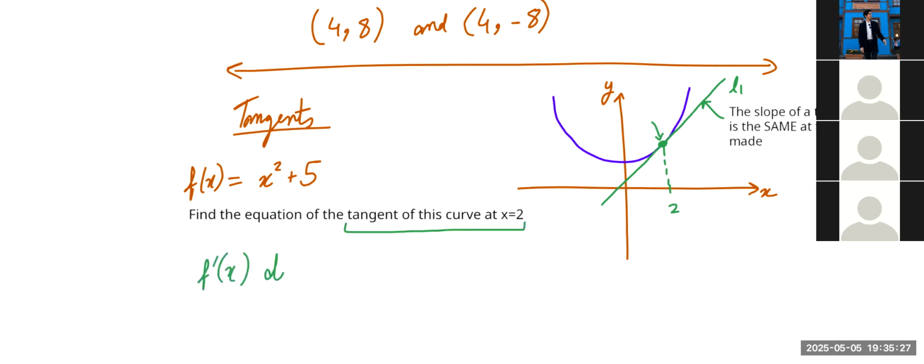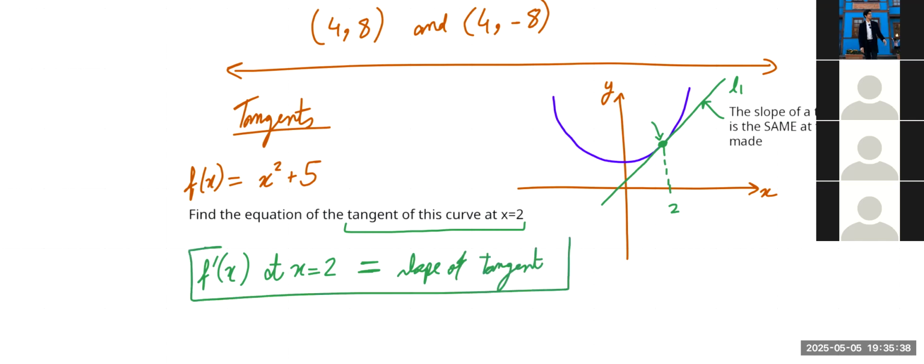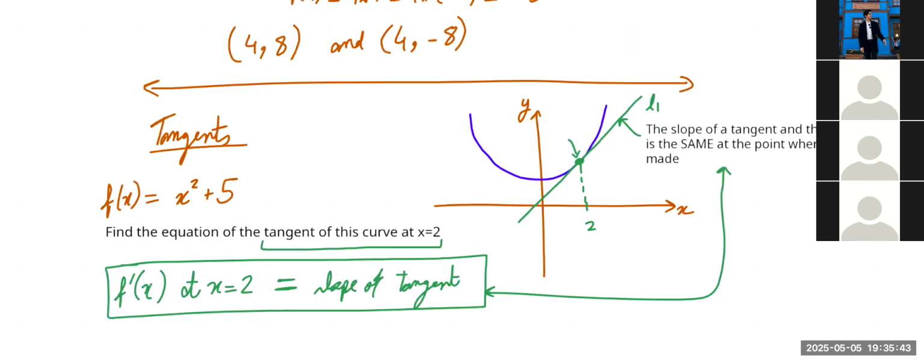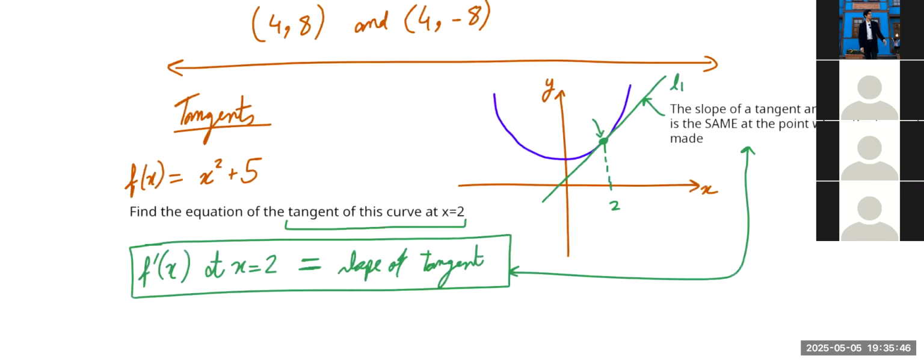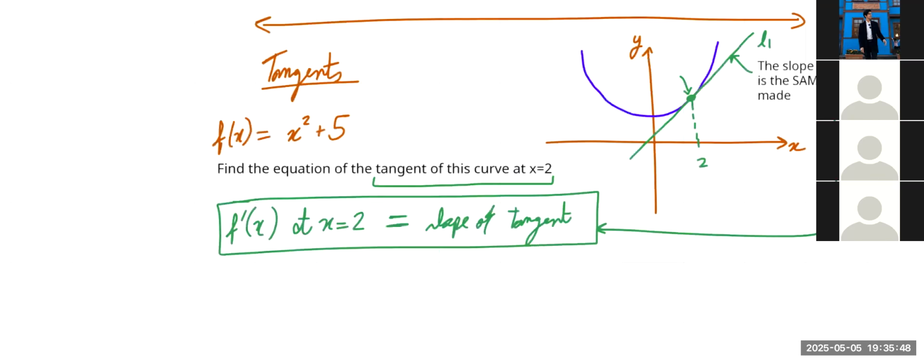at x equals 2 is the same as the slope of the tangent. Okay? This is the main point. And where does this come from? It comes from what I just said. I said that the slope of the tangent is the same as the slope of the curve at the point where the tangent is drawn. The tangent is drawn at x equals 2. So the slope of the curve at the point where the tangent is drawn is the same as the slope of the tangent itself. That's exactly the sentence I just wrote down as an equation. Okay? So this is the first very big realization.